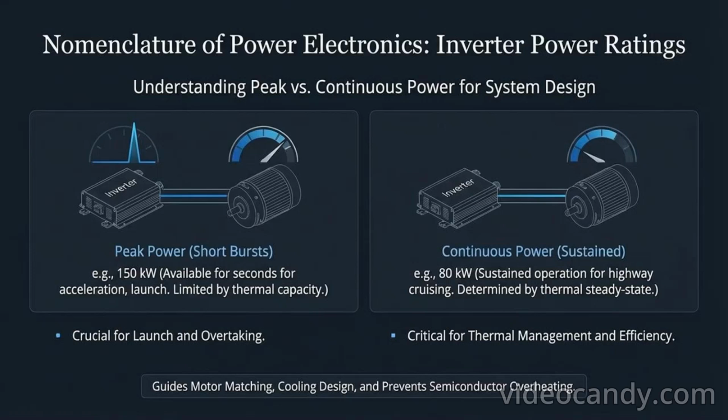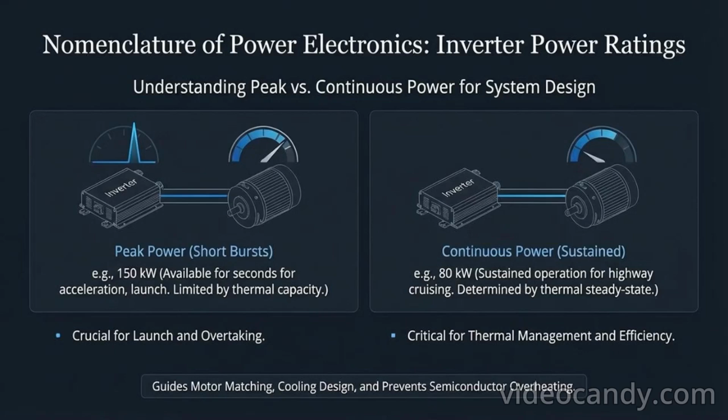When you read a power electronics data sheet, the first term you will see is rated power, written in kilowatt, for example, inverter 150 kilowatt peak, 80 kilowatt continuous. This two-power rating system is used because EV inverters can supply high power for short bursts, but their continuous capability is lower. The continuous rating guides us in design of thermal system, motor matching and cooling while preventing semiconductor overheating during sustained highway load.